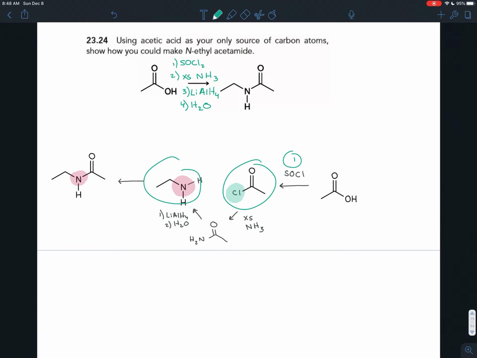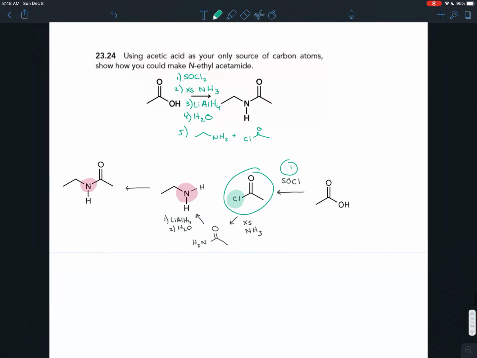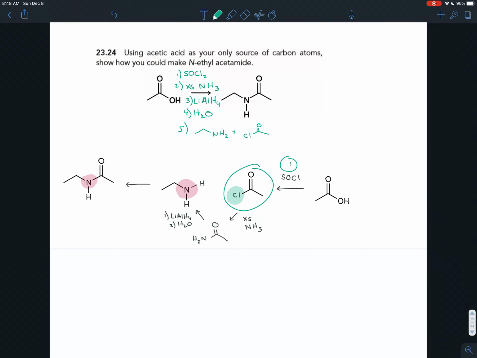So at this point we will have both of these molecules, and we'll just need to add them together. And so, sort of in this fifth step, you might just mention the two molecules. And that's it. That would give you your product. So this was sort of thinking about amines, but maybe using the nucleophilic acyl substitution as a pathway.